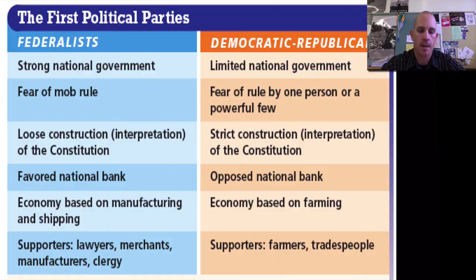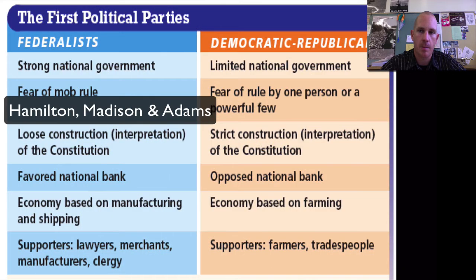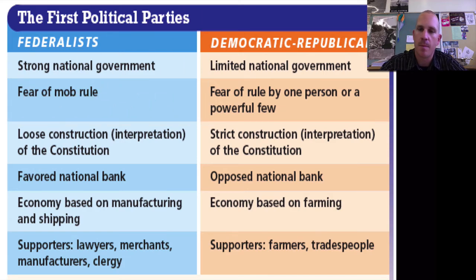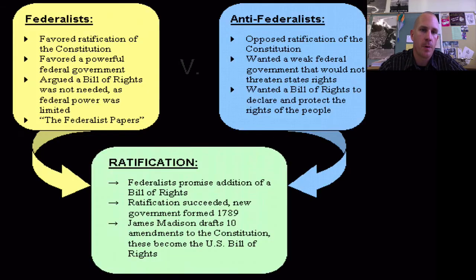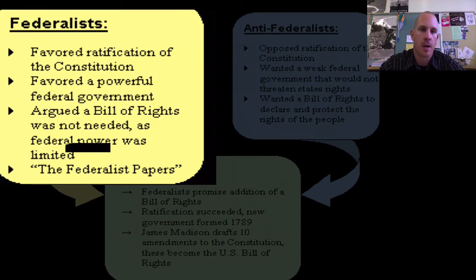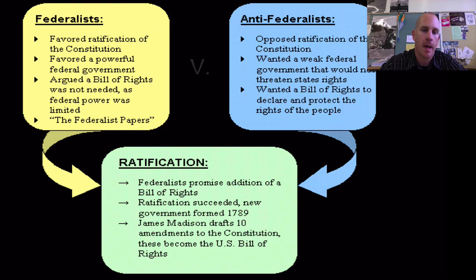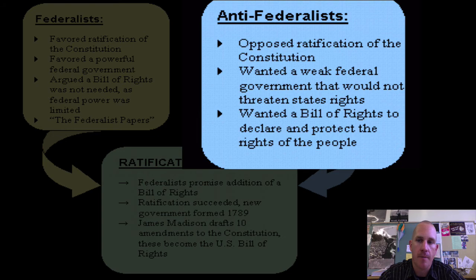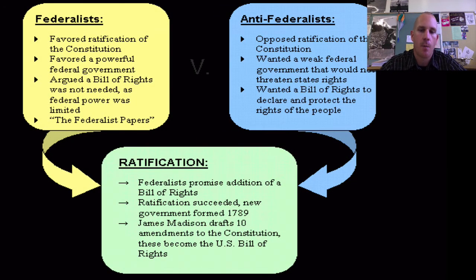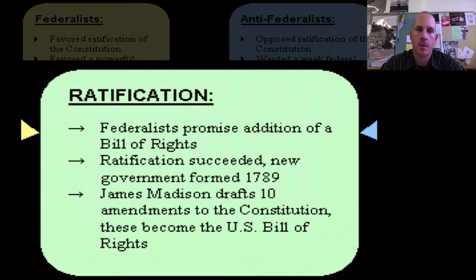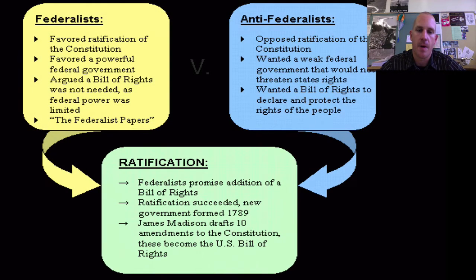On the Federalist side, we have Alexander Hamilton and James Madison. On the Democratic-Republican side, or Anti-Federalist side, the most famous of those is Thomas Jefferson. Here's another graphic for you guys. Federalists are going to favor ratification of the Constitution, a powerful government, and believed the Bill of Rights was not needed. And they're going to write the Federalist Papers, which we'll talk about in just a second. The Anti-Federalists are opposing the ratification and wanted the federal government to not have as much power. And with ratification of the Constitution, it's really the Federalists themselves who are going to make concessions to the Anti-Federalists. With the ratification succeeding, the new government is going to be formed in 1789.